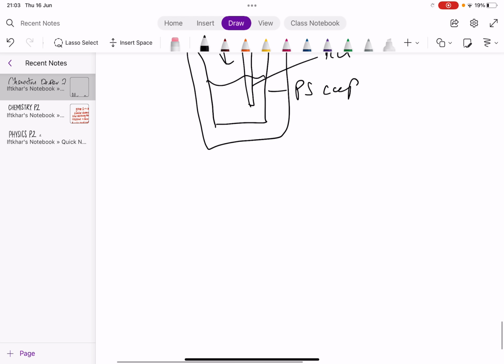Good examples of this sort of experiment are hydrochloric acid reacting with sodium hydroxide, or copper sulfate reacting with zinc, which is a metal displacement reaction. Both of these reactions are exothermic.